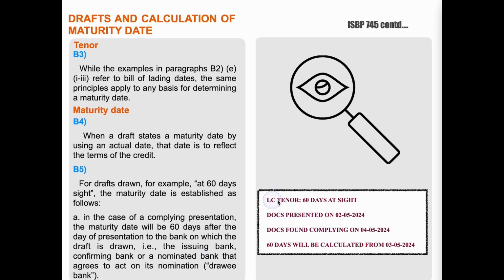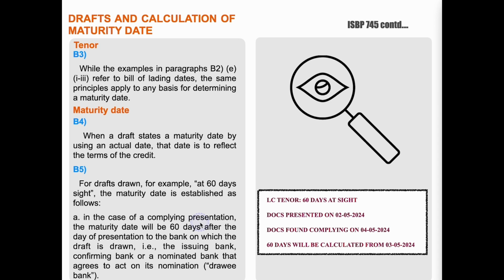So consider LC tenor is 60 days at sight, and documents were presented to the issuing bank on 2nd May, right? And the documents were found complying on 4th of May. Now, the 60 days will be calculated from 3rd of May because the documents were presented on 2nd of May. So, the maturity will be counted from the day following the day of presentation of documents, right?